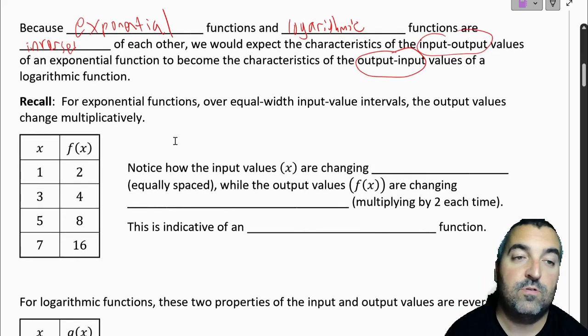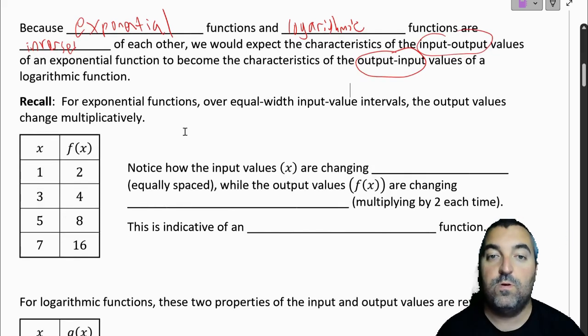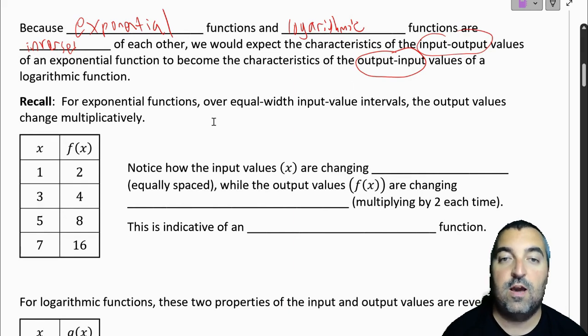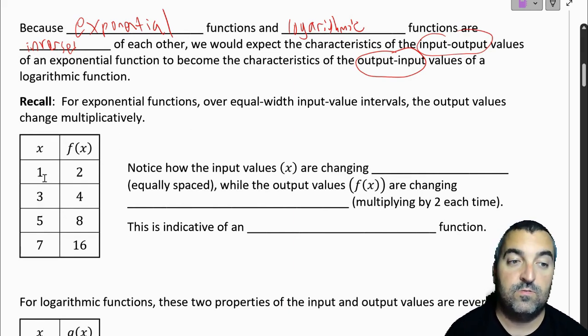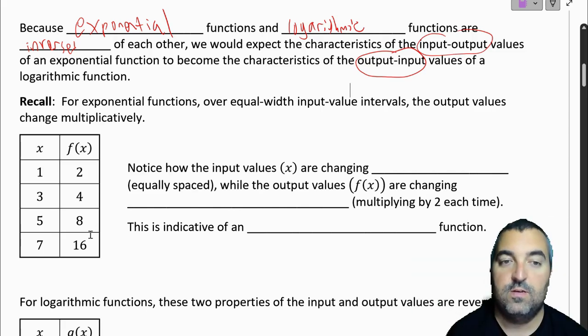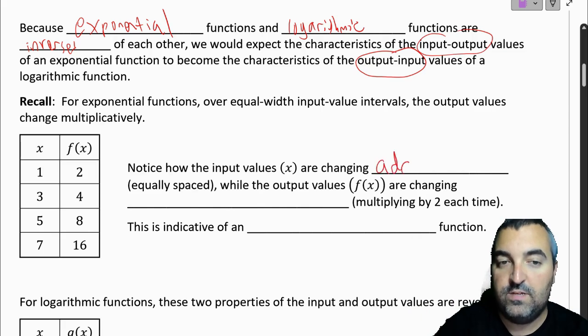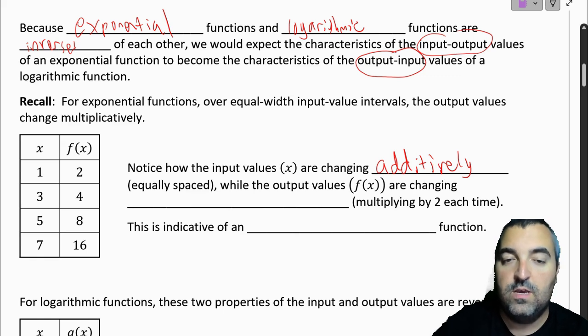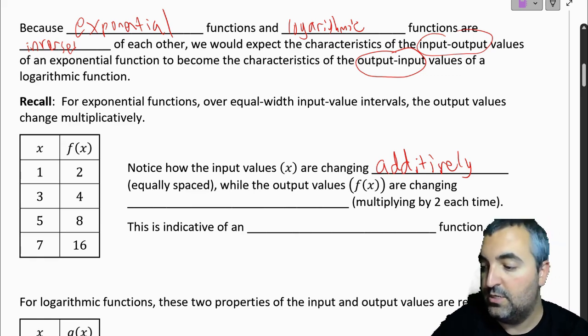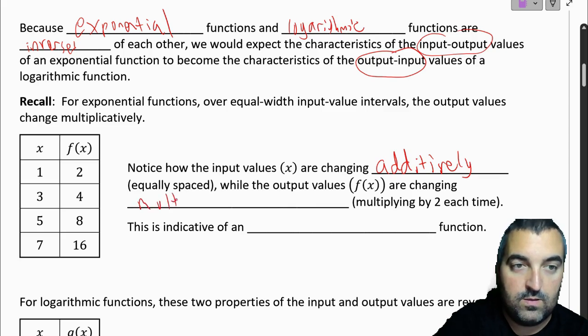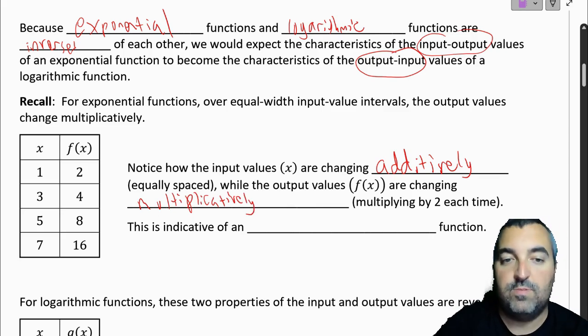So here, for recall, for exponential functions over equal input value intervals, the output values change multiplicatively. So in other words, hey, we're going up by 2 here. Well, when you look at the output, it's times 2, times 2, times 2. So the input values are changing additively, meaning equally spaced, right? They're going up by 2s, while the output values are changing multiplicatively.